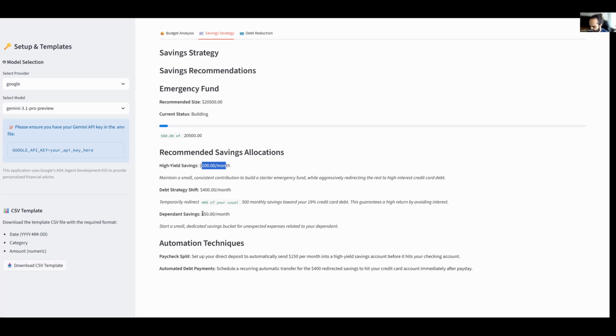We have another $50 per month that the agent suggests to be dedicated to unexpected expenses related to the dependent. And at the end, as it's part of this agent's definition, it provides automation techniques like the paycheck split and the automated debt payments.